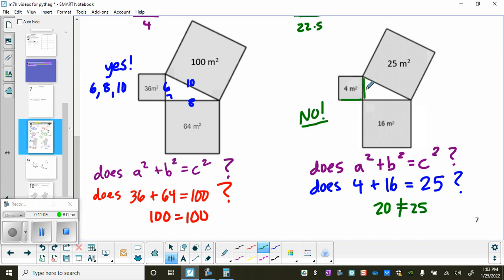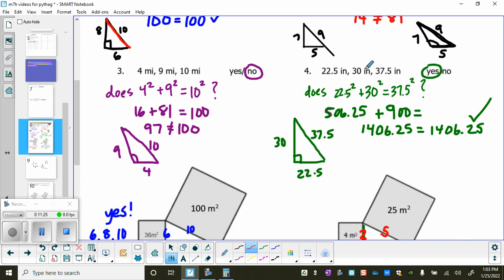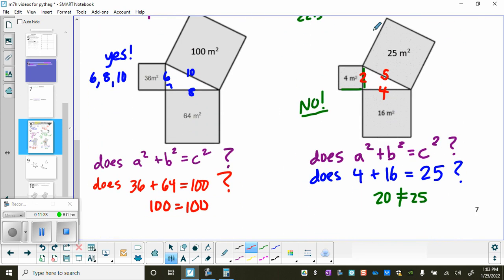If this is a 4, we know the side length has to be a 2 right here. This has to be a 2. And if this right here is a 16, this has to be a 4. And if this was a 25, that meant this had to be a 5. So if I had put 2, 4, and 5 listed out like I did up here, that's exactly what you would be doing. You'd say, okay, does 2 squared plus 4 squared equal 5 squared? And you'd realize the answer is no. So this is not proving the Pythagorean theorem over here, because again, this 4 plus this 16, 20, does not equal the 25. So no, we do not have a right triangle here.